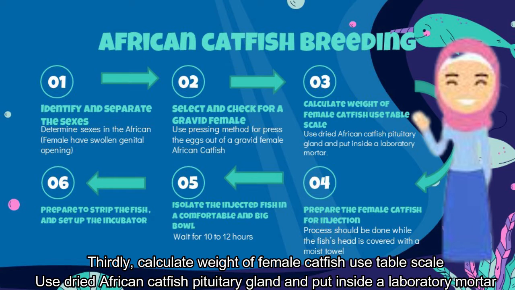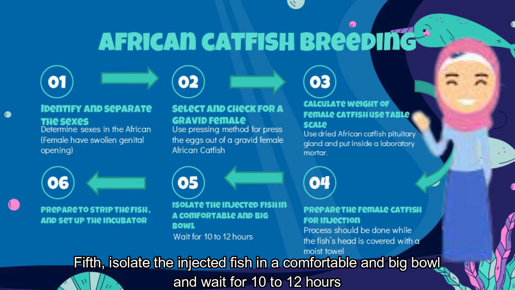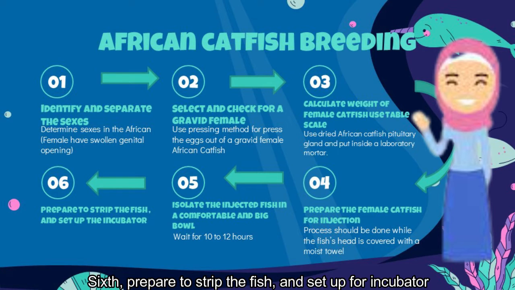Use the fish pituitary gland and put it inside a laboratory mortar. 4. Prepare the female catfish for injection. The process should be done while the fish head is covered with a moist towel. 5. Isolate the injected fish in a comfortable and big bowl and wait for 10 to 12 hours. 6. Prepare to strip the fish and set up the incubator.